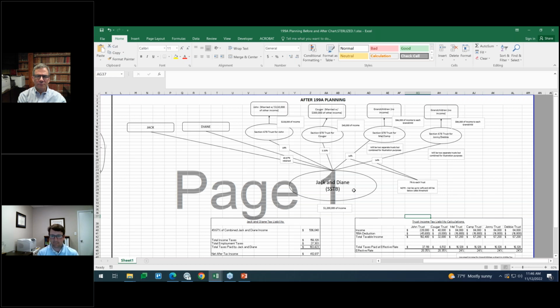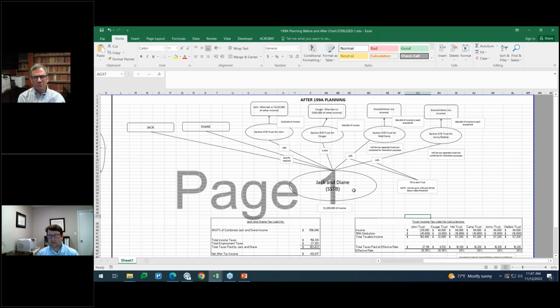In addition, now almost 20% of the entities is outside of Jack and Diane's estate. Then we have Cougar. He has $300,000 of income, a little bit more of a high earner, so Cougar can't receive quite as much. Around 3.33% could go to him, $40,000 of income, which when added together with his other income is still below the threshold. We can get a little bit of Section 199A tax savings with a small deduction for Cougar.